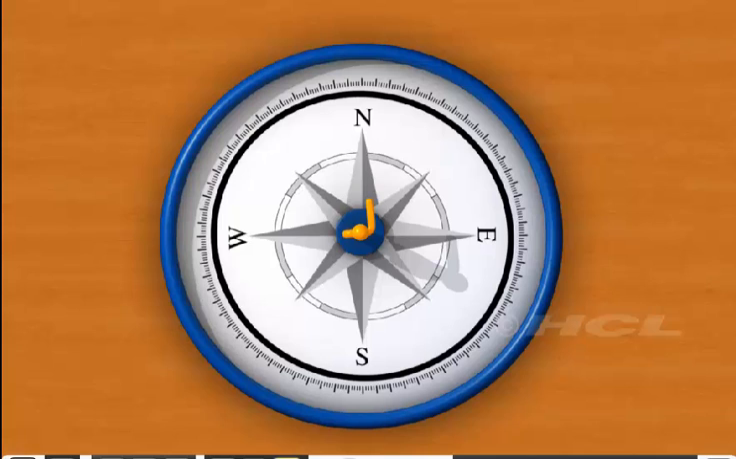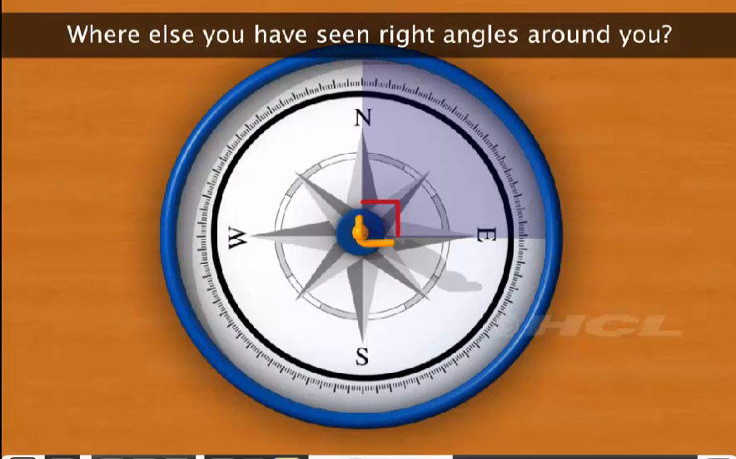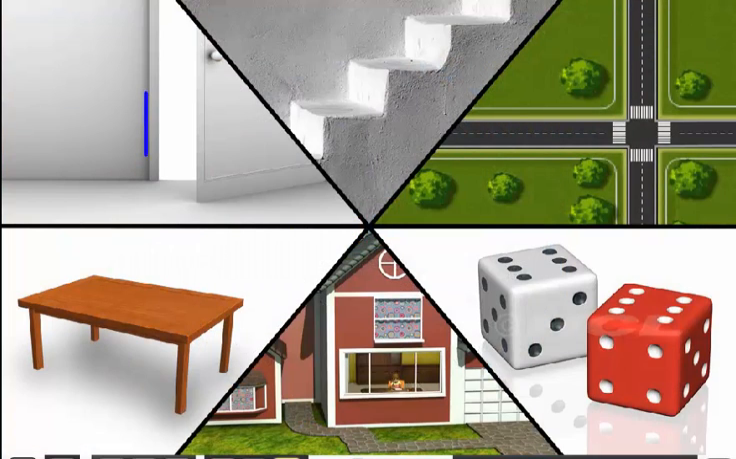Suppose you were standing at the center facing north. What would you do if you needed to turn east? Turn right or take a right angle's turn? Can you recall where else you have seen right angles around you? Here are a few examples.